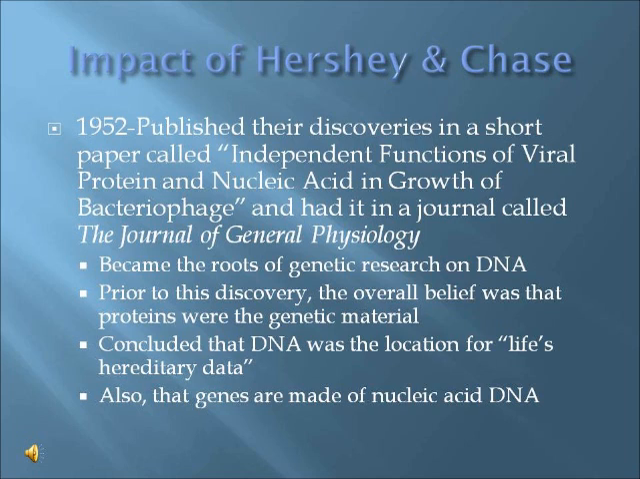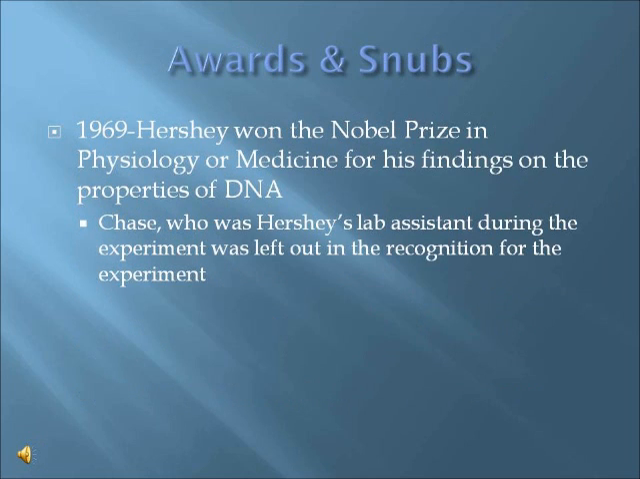In 1952, they published their discoveries in a short paper. This paper then became the roots of the genetic research on DNA. It concluded that DNA was the location for life's hereditary data, and also that genes were made of nucleic acid DNA. In 1969, Hershey won the Nobel Prize in Physiology or Medicine for his findings on the properties of DNA. Because Chase was only Hershey's lab assistant during the experiment, she was left out in recognition for this experiment.